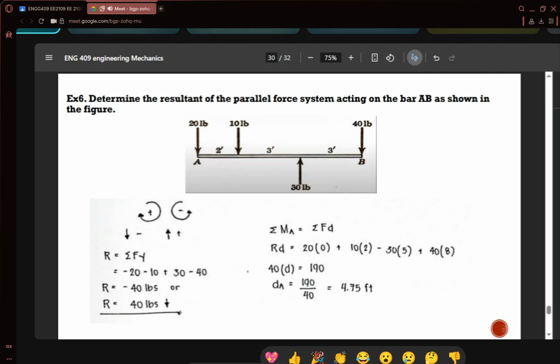Okay, so I have an example here. Determine the resultant of the parallel force system acting on the bar AB, as shown in the figure. Okay, so you have pounds as your unit of force and feet as your unit of distance. So take note, this time we have units. So make sure your units are well mentioned in your solution, especially in the final answers.